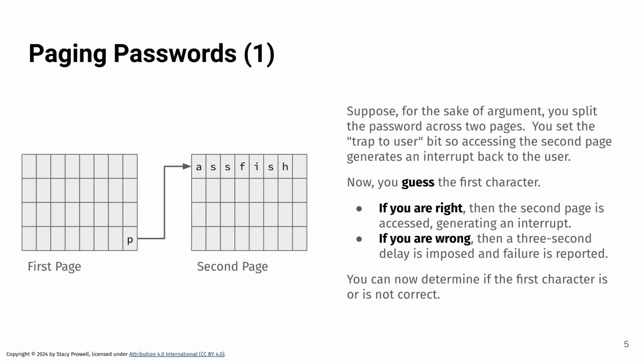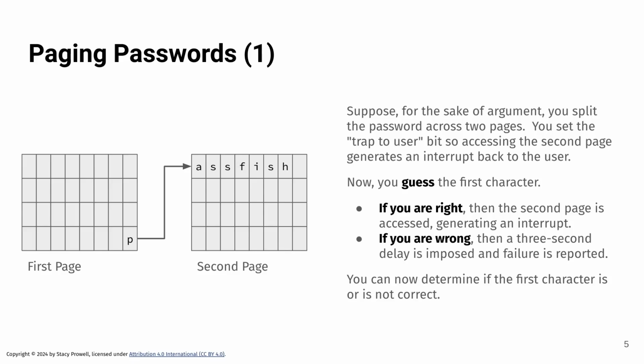So suppose you arrange for the password to be in memory, and you split the password so that the first character of the password is in one page, but the rest of the password is in the subsequent page. So now, when the comparison system runs, it loads the first page, it checks that first character. If it's wrong, there's a 3-second delay and it reports failure. If it's right, then it immediately loads that second page so it can get to the rest of the password.